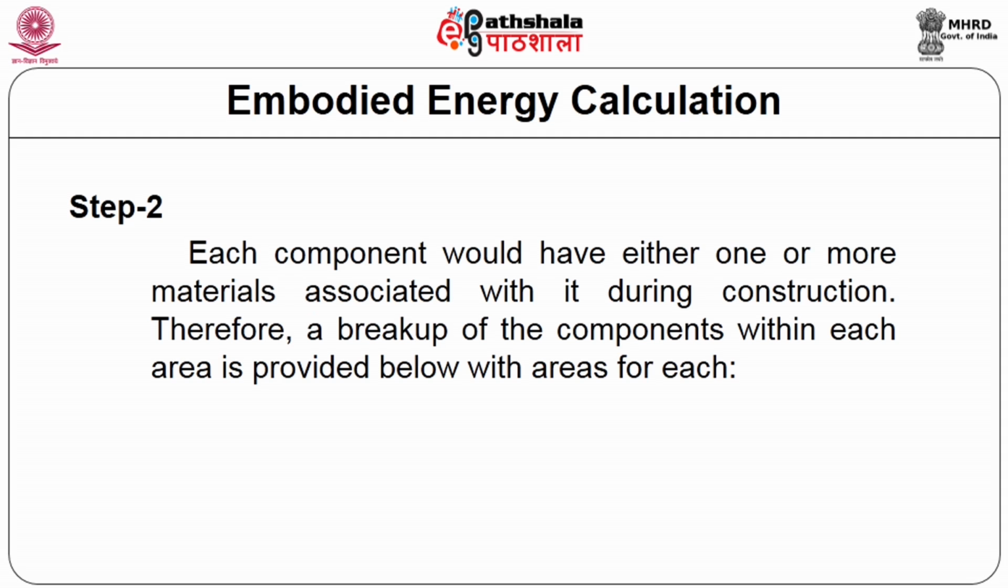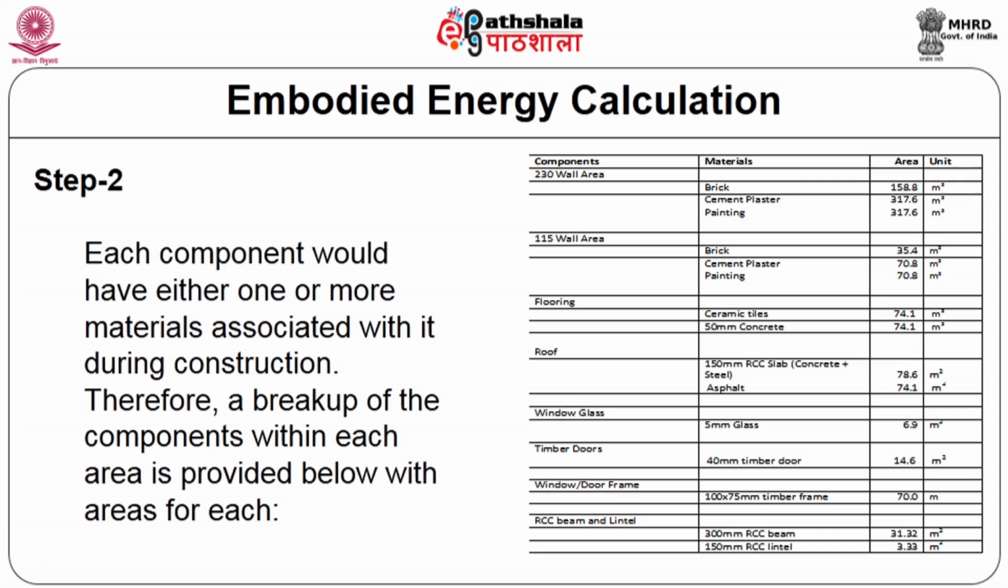Step 2, each component would have either one or more materials. For example, 230 brick wall would not be just brick, it also has plaster in it, it also has painting in it. So one component could have several materials. So in step 2, we have classified each and every component into different materials, because at the end of the day you don't get the entire component values for calculating the embodied energy. Here you would require to break it down into smaller materials.